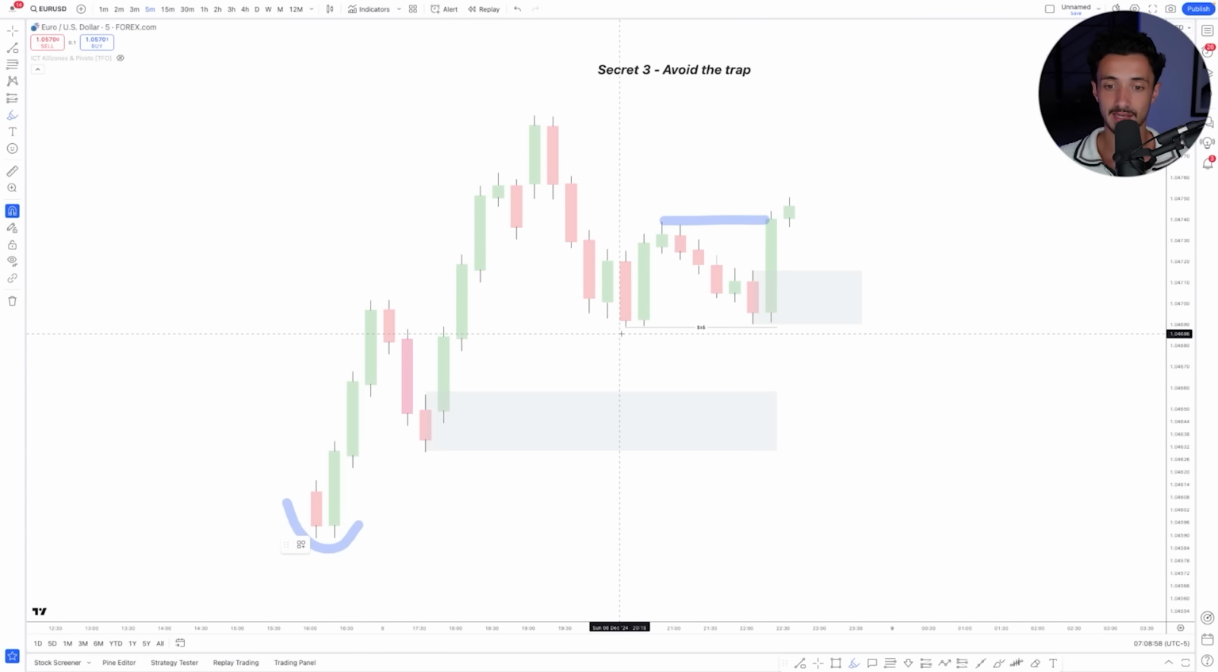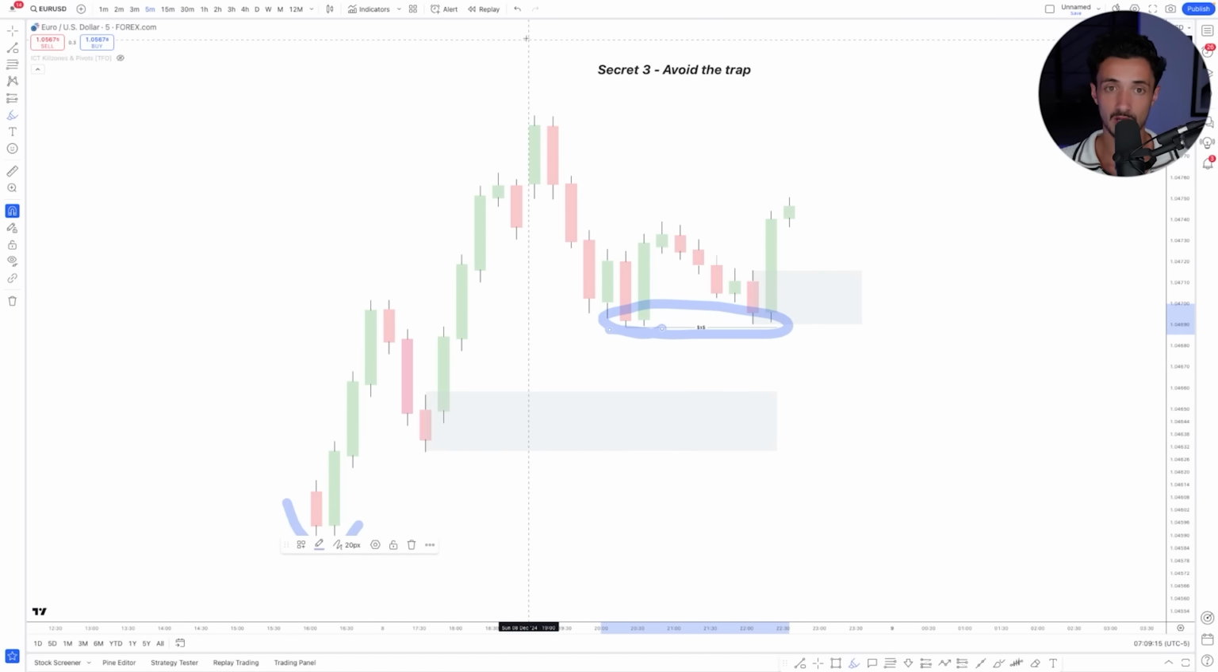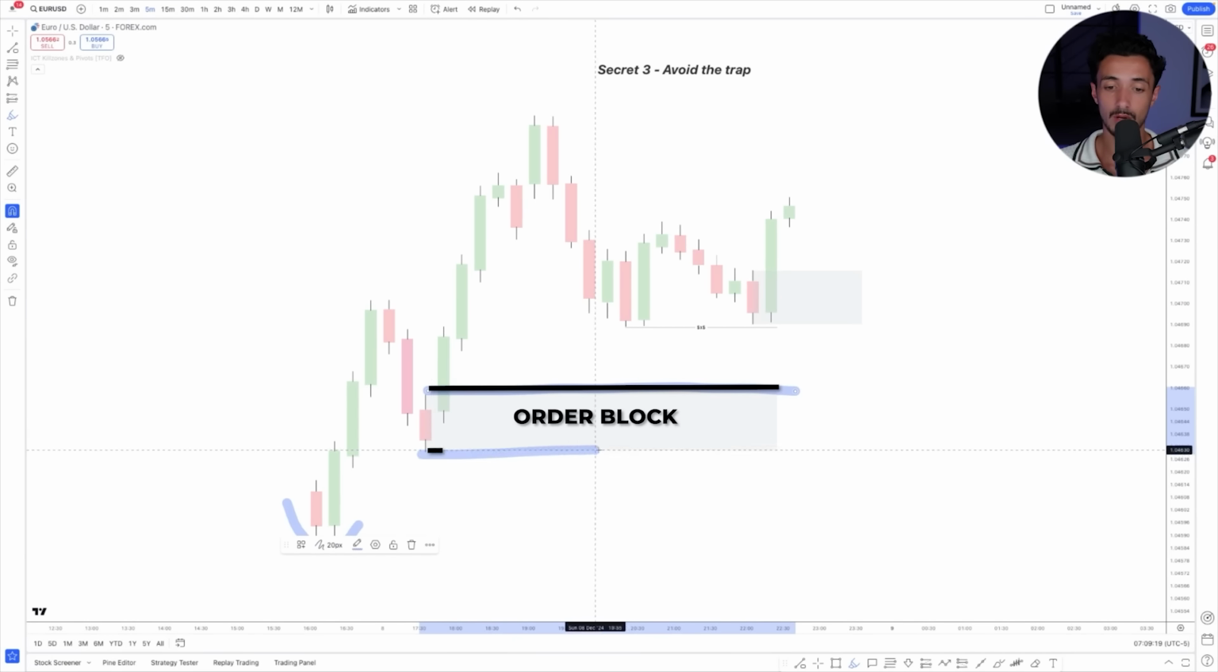Your price is sitting on this area of support, or this area of equal lows, or whatever you want to refer to it as. It's sitting on liquidity. You, as a trader of order blocks, are not the only person who's looking at this position. There are so many other traders looking at this position. Not to mention, there is still an order block sitting right below the liquidity.